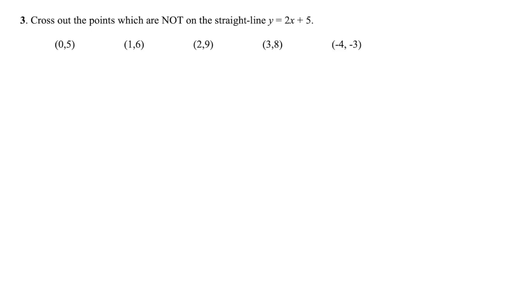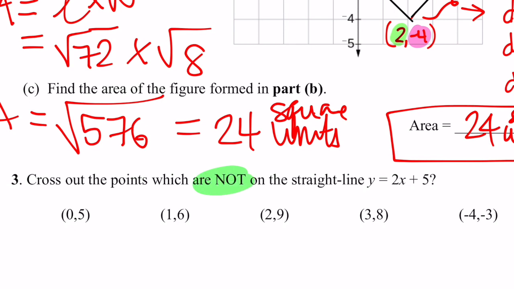Let's go to question number 3. Cross out the points which are not on the straight line y is equal to 2x plus 5. To know if a point is on a line is to check whether the mathematical statement is true or not after substituting the x and y coordinates into the equation of the line. If the mathematical statement is wrong, that means the values used for the x and y variables do not make the equation of the line true. Let us check each point one by one to see if they will give a true statement or a false one.